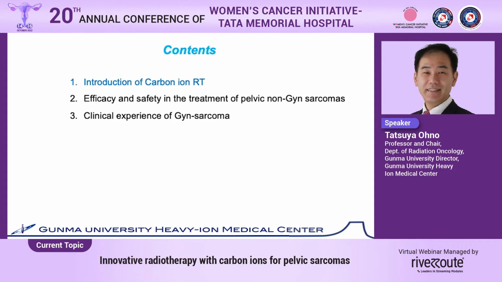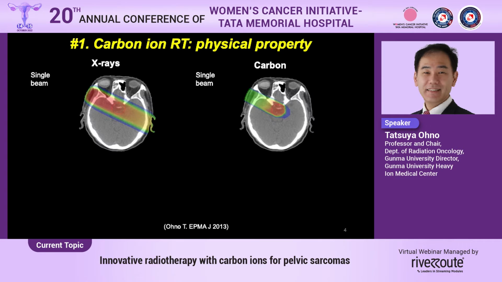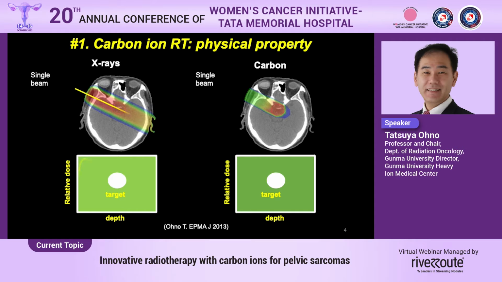Introduction of carbon ion radiotherapy. I would like to introduce the potential advantages of carbon ion beams. First, physical property is better in carbon ion beams. As shown on the left, X-ray dose exponentially decreases with the depth. In carbon ion radiotherapy, however, entrance dose is lower and distal dose immediately drops after target lesion. Thus, carbon ion beams achieve better dose conformity even with single beam.